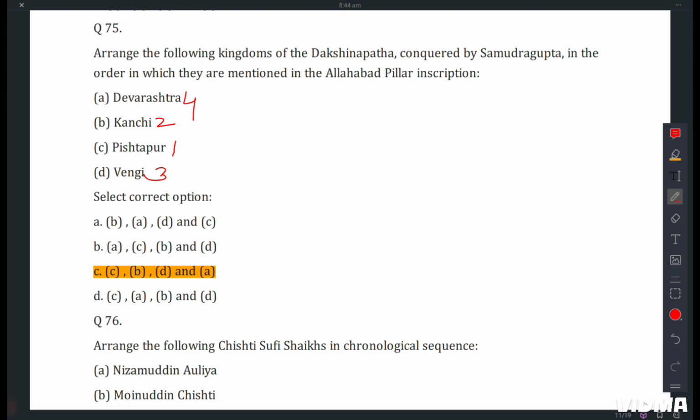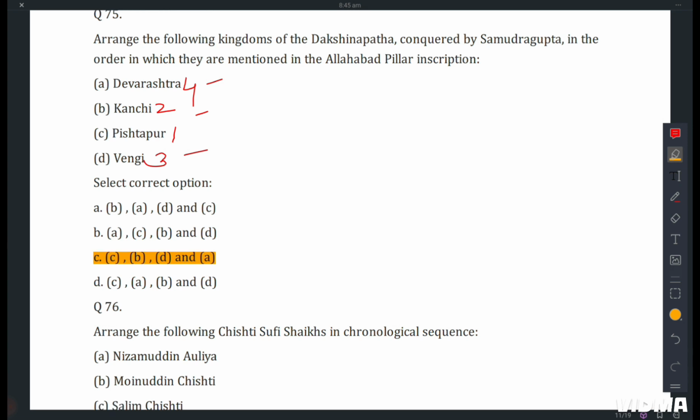ओके, कांची से कौन है? विष्णु गोपा. देन कम्स नील राजा ऑफ अमुक्ता, हस्तिवर्मन ऑफ वेंगी, उग्रसेन ऑफ पलक्क, कुबेरा ऑफ देवराष्ट्र, एंड धनंजय ऑफ कुस्तलपुरा. ओके, if you want the list, I will also provide it. Do comment, I will provide the list also.